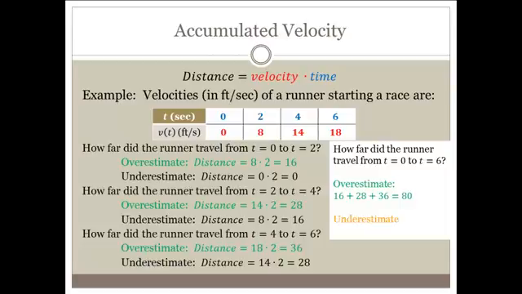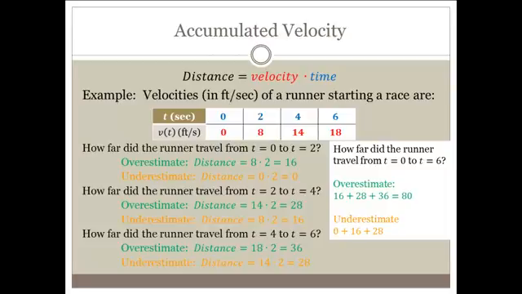We will calculate our underestimate similarly. Using our underestimates, we know that the runner traveled at least 0 feet in the first 2 seconds, at least 16 feet in the next 2 seconds, and at least 28 feet in the last 2 seconds. So over the entire 6 seconds, the runner traveled at least 0 plus 16 plus 28, or 44, feet. So while we don't know exactly how far the runner traveled, we know that the runner traveled somewhere between 44 and 80 feet.